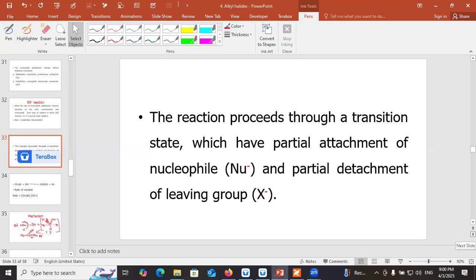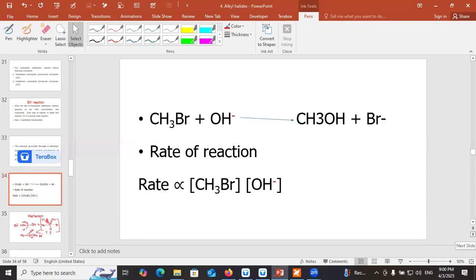The reaction proceeds through a transition state which has partial attachment of the nucleophile and partial detachment of the leaving group. For example, methyl bromide reacts with hydroxyl group to give methanol plus bromide. Rate of reaction is proportional to methyl bromide and hydroxyl group.